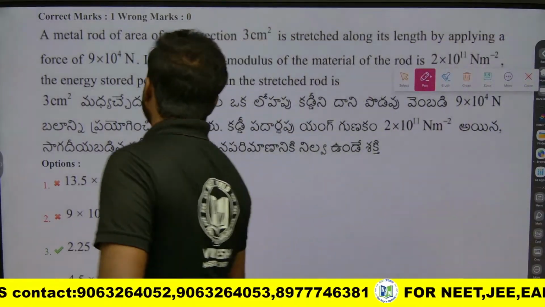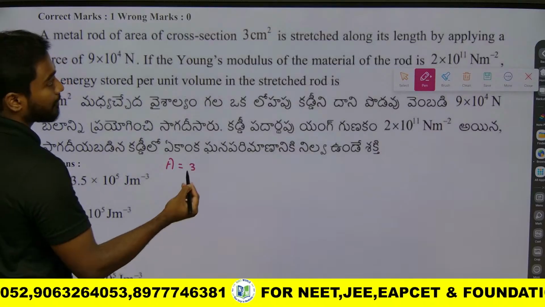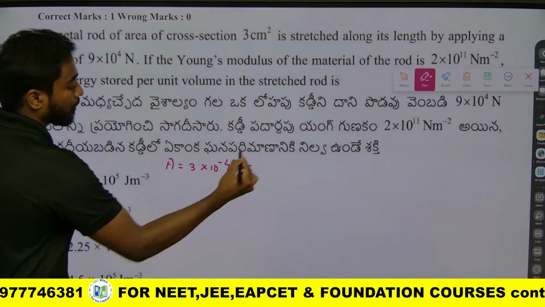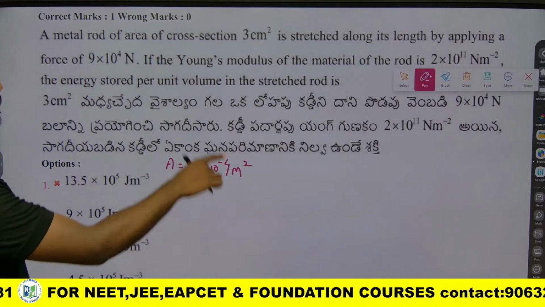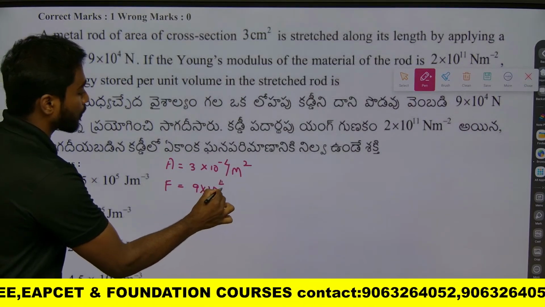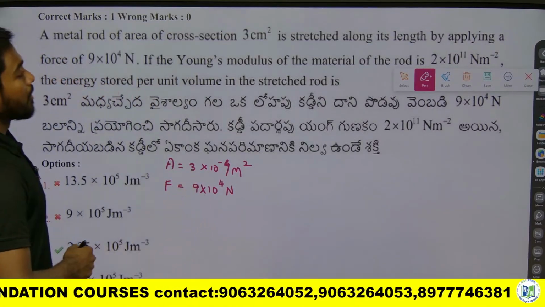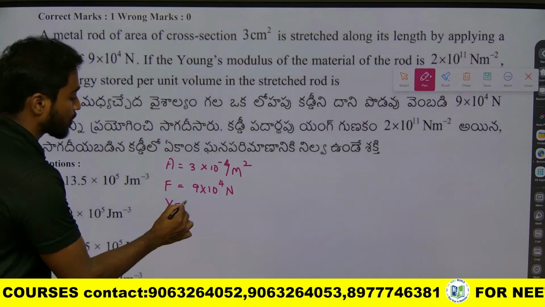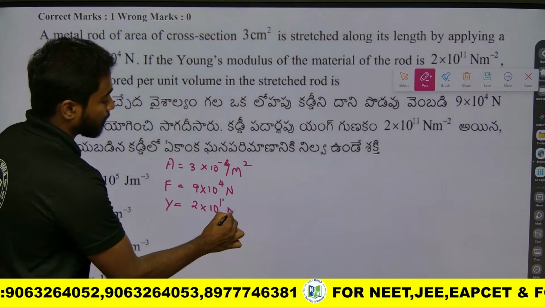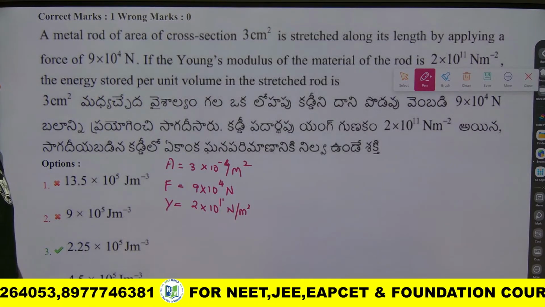Okay. What are the given terms here? Area of cross section A is given 3 centimeter square, like 3 into 10 power minus 4 meter square. Then the force applied, F equals 9 into 10 power 4 Newton. Then the Young's modulus Y equals 2 into 10 power 11 Newton per meter square. These are the given terms. I need to find the energy stored per unit volume.